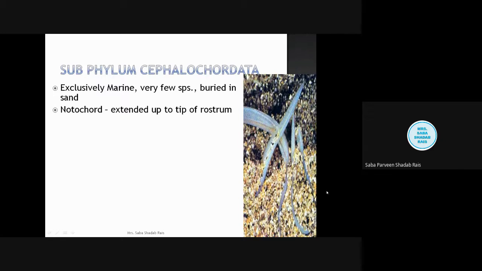Let us come back to the point. When we talk about their notochord, in the earlier case we have seen that the notochord is present only in the tail region. But for this animal, the subphylum Cephalochordata, the notochord is present along the entire body length, starting from the tip of the rostrum, so the notochord stays all the way up to the head region.